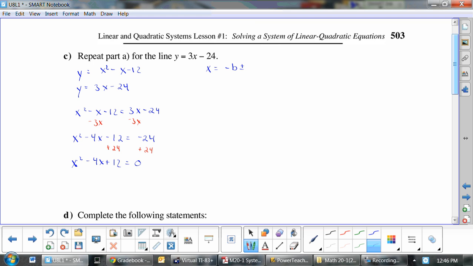Okay, so you definitely want to use your quadratic formula for this one then, which is negative b plus or minus the square root of b squared minus 4ac all over 2a. Okay, so here we know that our a is equal to 1, our b is negative 4, and our c is 12. So we'll get negative negative 4.